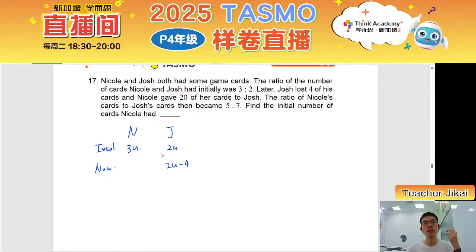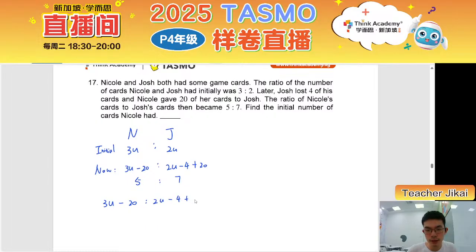And Nico gave 20 of the cars to Josh. So Nico gave 20 of the cars. Nico's cars should be 20 less, right? He gave it away. And for Josh, he received 20 cars from Nico. So the number of his cars should be plus 20, right? And now we know the ratio here will become 5 to 7, right? So you can see the 3u minus 20 to 2u minus 4 plus 20 will be equal to 5 to 7. So this is the equation we built.